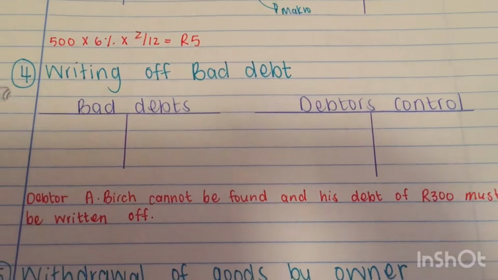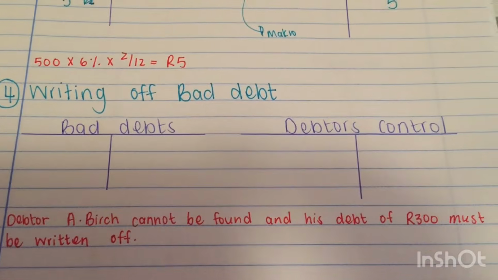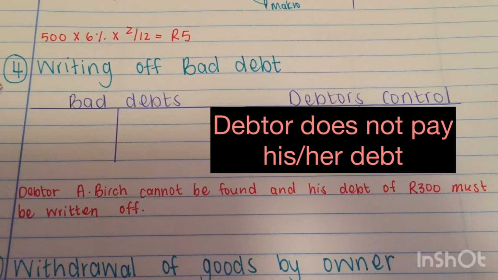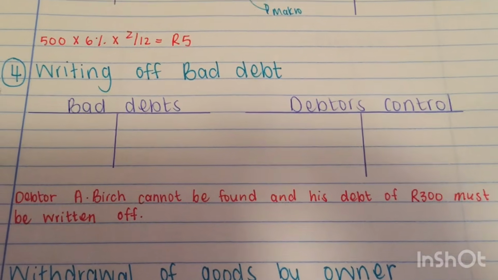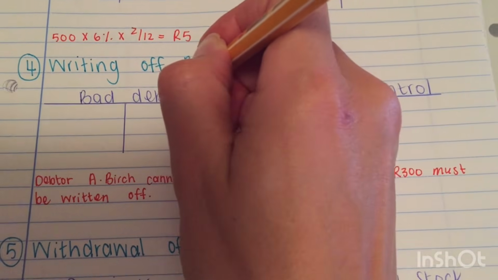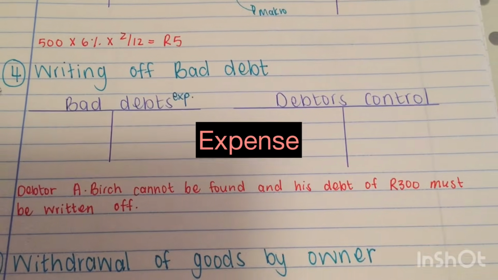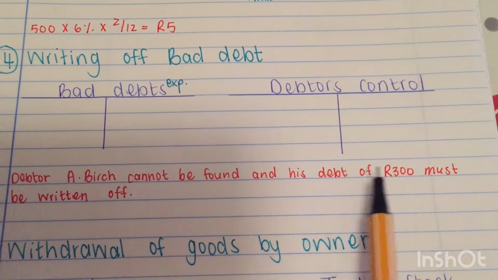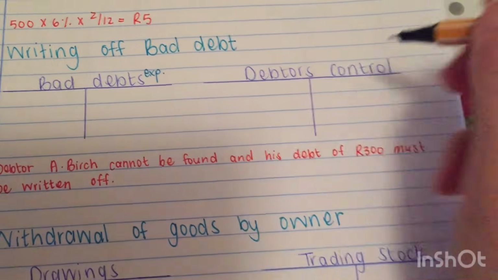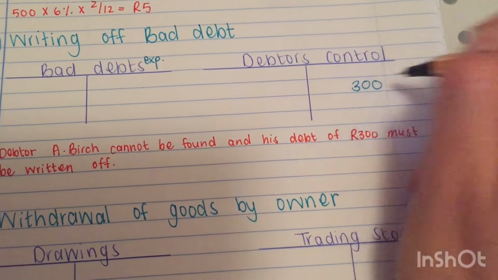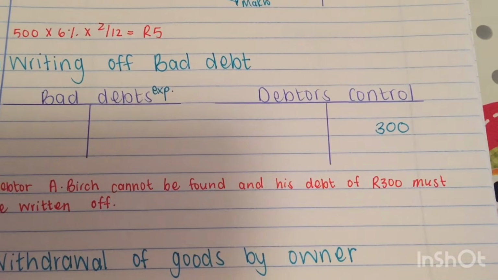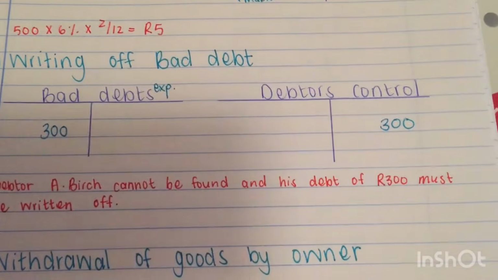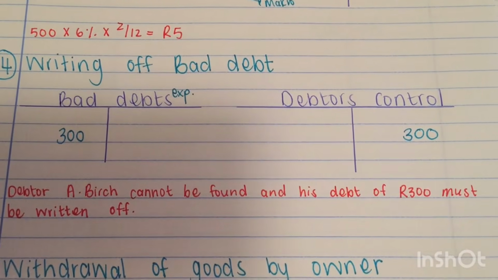Okay, so the next one is when we write off bad debt. So bad debt is when a debtor cannot pay me and I'm then basically throwing the debt away. It is an expense for the business. So my transaction reads, debtor A. Birch cannot be found and his debt of 300 Rand must be written off, which means debtor's control will decrease with the 300 Rand. I'm not going to get the money, I'm just throwing it out. And then that will be an expense for the business, showing that I'm losing the money.